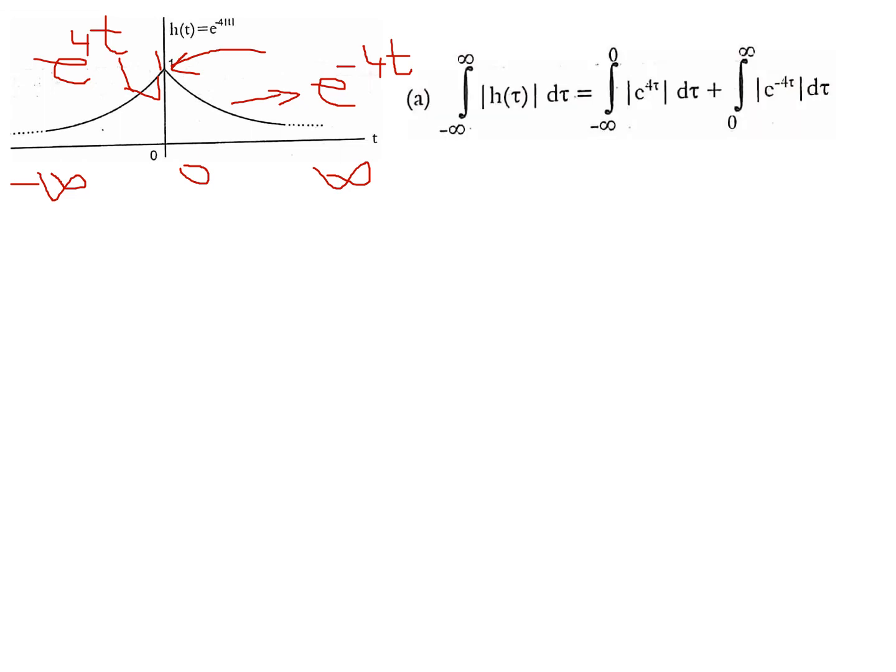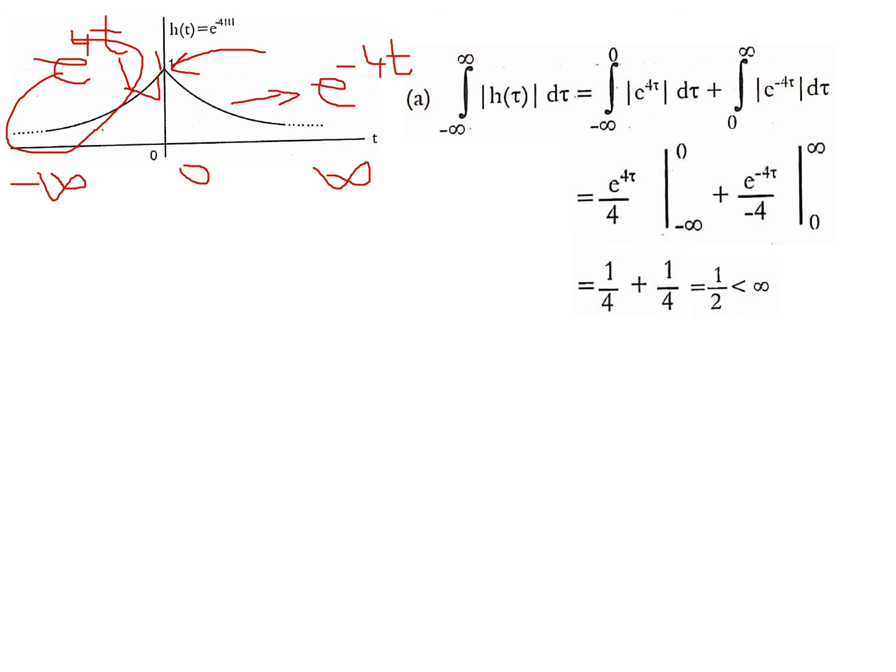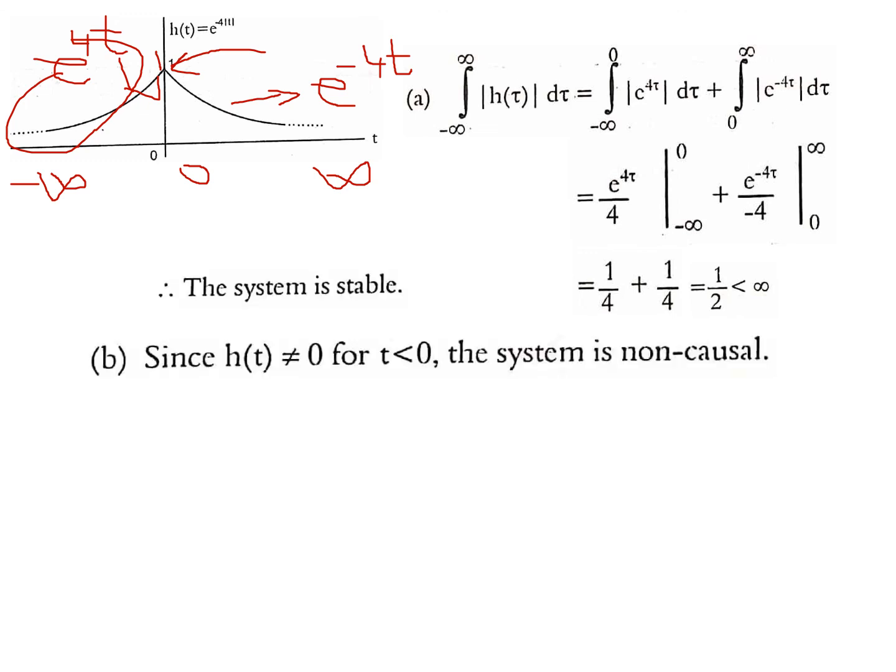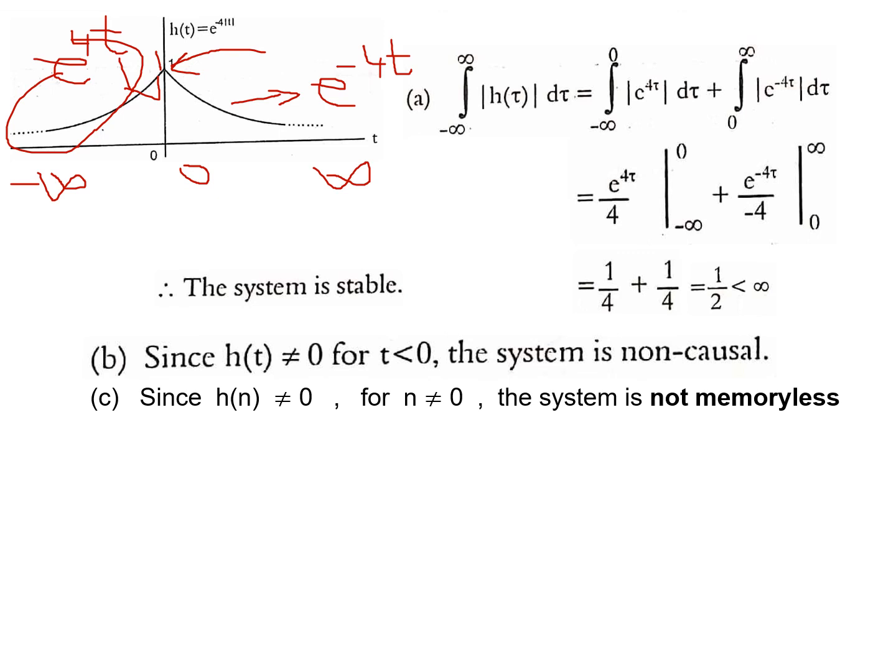Now let us apply this into the formula. I am writing the integral of h of tau from minus to plus infinity, splitting it as minus infinity to 0, where the equation is e power of 4t, plus 0 to infinity, where the equation is e power of minus 4t. Now I find the total area by integration. I get it as half, which is finite. System is stable. System is non-causal. System is not memoryless.